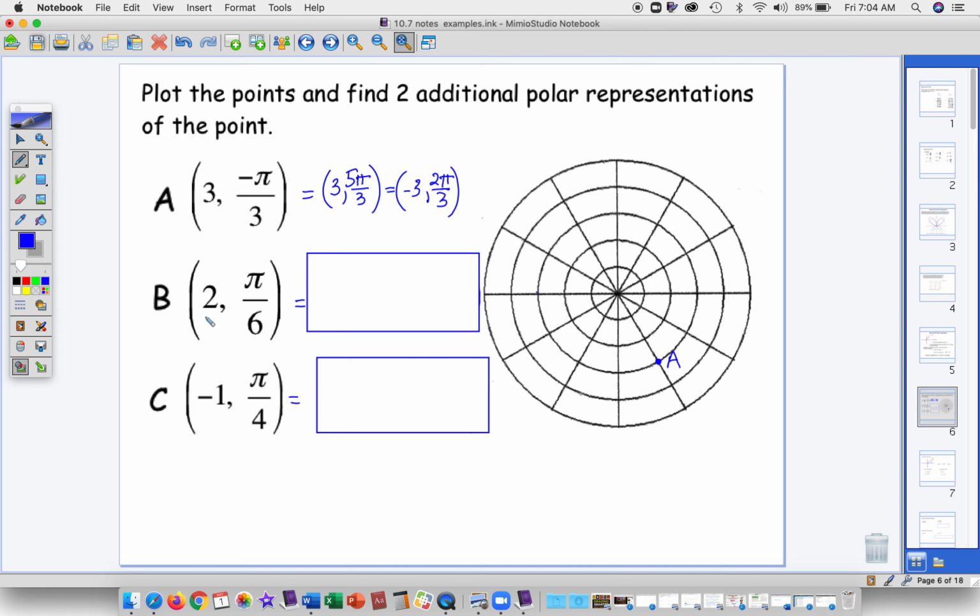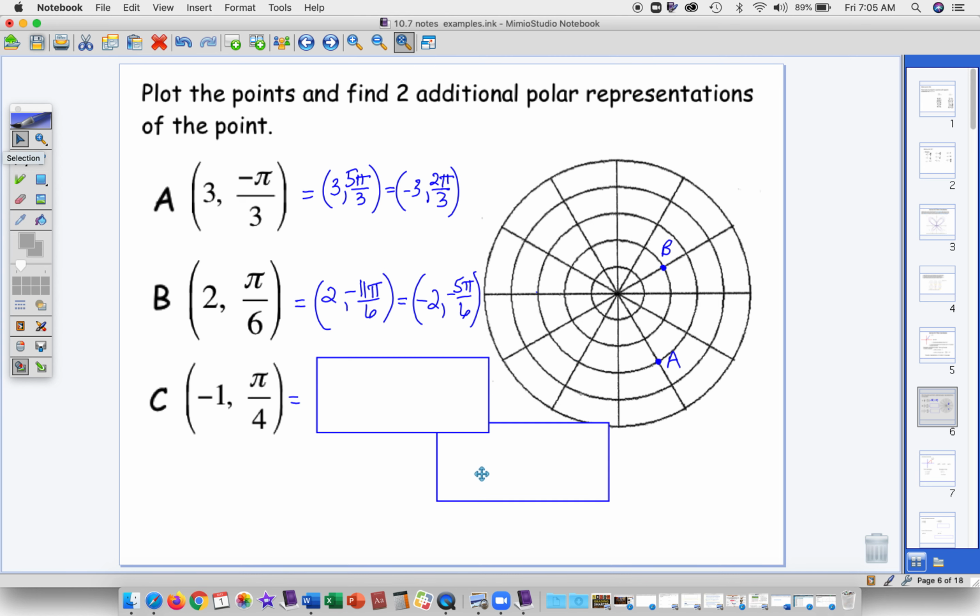Okay, so for B, we're going 2 to the right, and we're rotating to pi over 6. So here's point B. And then I'm going to just plot C, but actually, let's look at the representations first. Let's see what I chose to do.